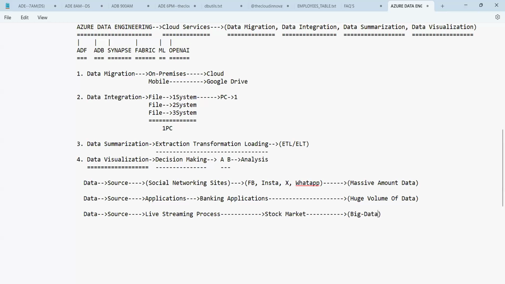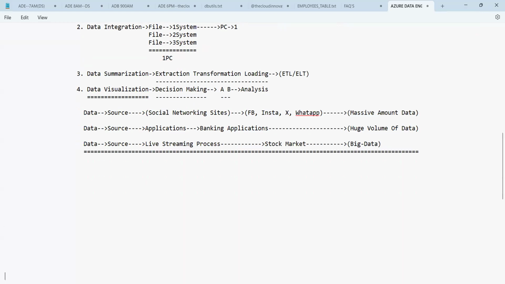We can say it as big data. So what is big data? Big data is nothing but the massive volume of data. Whether you say big data, or huge volume of data, or massive amount of data, all are one and the same, guys.